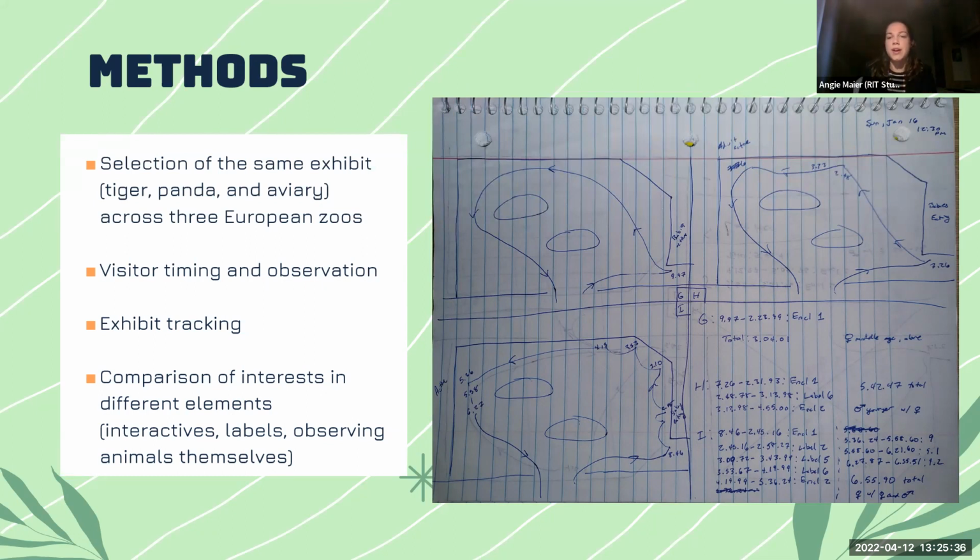So on the right here, you can see an example of the raw data that I collected. So this would be the panda exhibit at the Berlin Zoo. And I collected their foot pattern of where they were headed in which direction. And then I collected how much time they spent at each location in the exhibit. And each of those locations corresponds to an element that I was studying. So this allowed me to understand the foot pattern flow and how that affects the interest in elements as well.